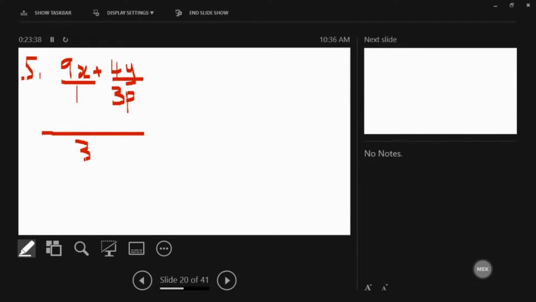And that LCM is 3p. 1 goes into 3p, 3p times. So we're going to have 9x times 3p, which is 27px, or xp if you want. And 3p into itself goes 1 time. So we'd have 4y times 1, which is 4y. So the answer then is 27px plus 4y over 3p, which cannot be simplified any further. So that's our answer there.